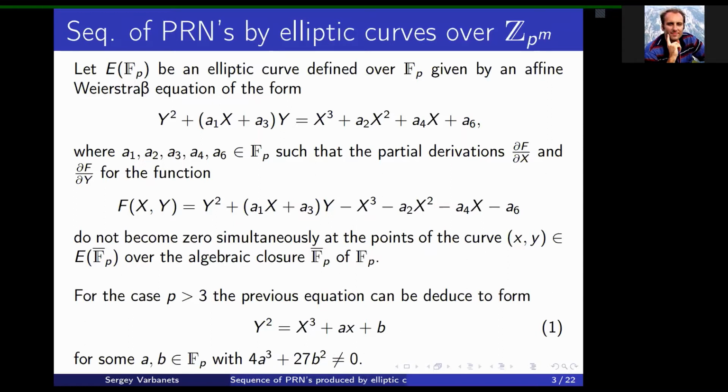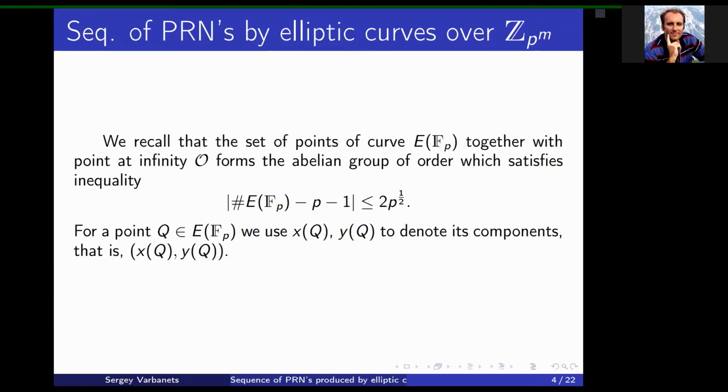For the sum with this condition, we recall that the set of points of the curve E together with the point at infinity forms an abelian group of order which satisfies the following inequality. For the point Q of the elliptic curve E, we use this notation to denote the elements of the elliptic curve.